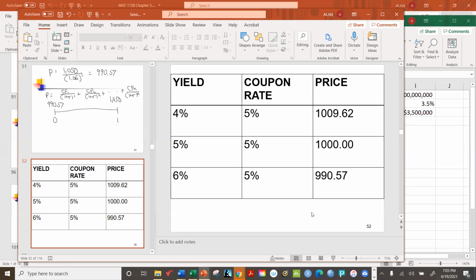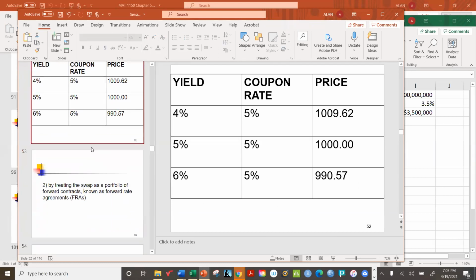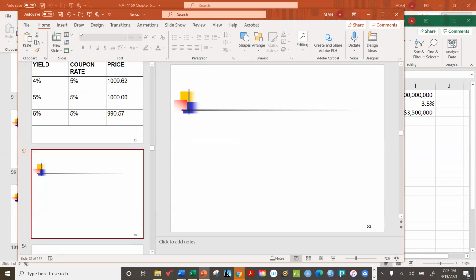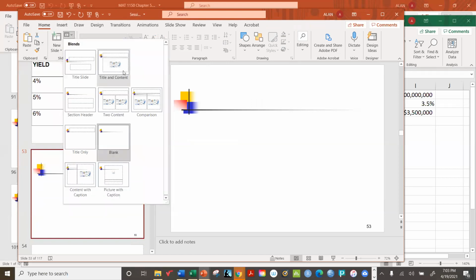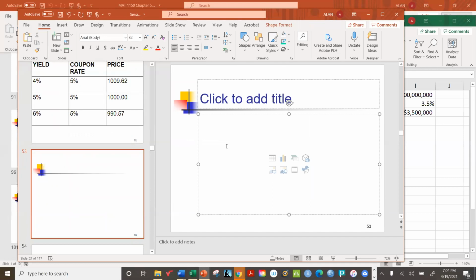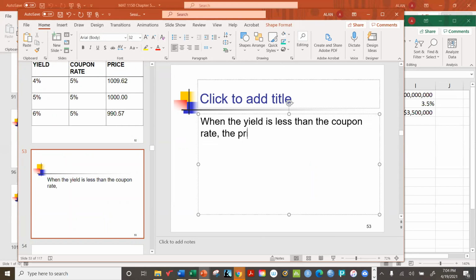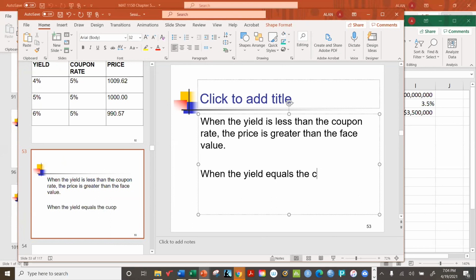So what we want to take away from this is a couple of key things, and this will help us with the pricing of the interest rate swap. Otherwise, I wouldn't go through this example, but yes, this will definitely help with the pricing. So when the yield is less than the coupon rate, the price is greater than the face value. When the yield equals the coupon rate, the price equals the face value.